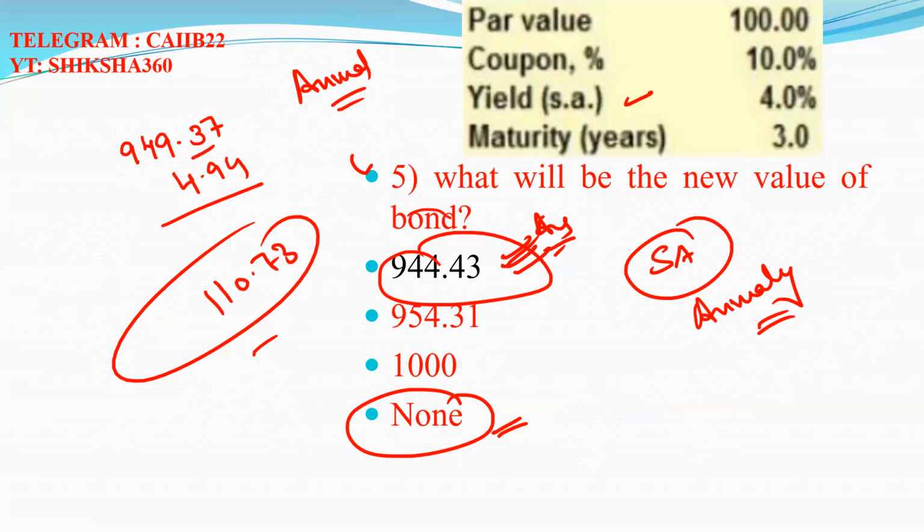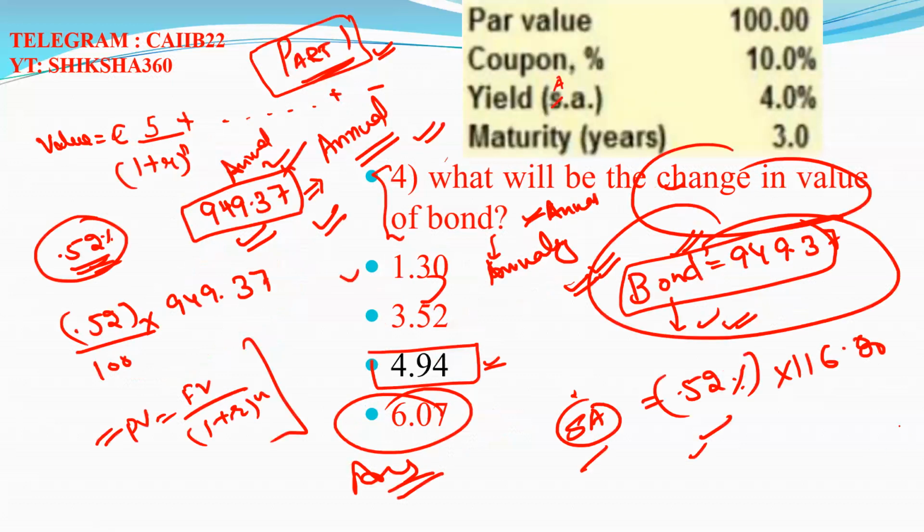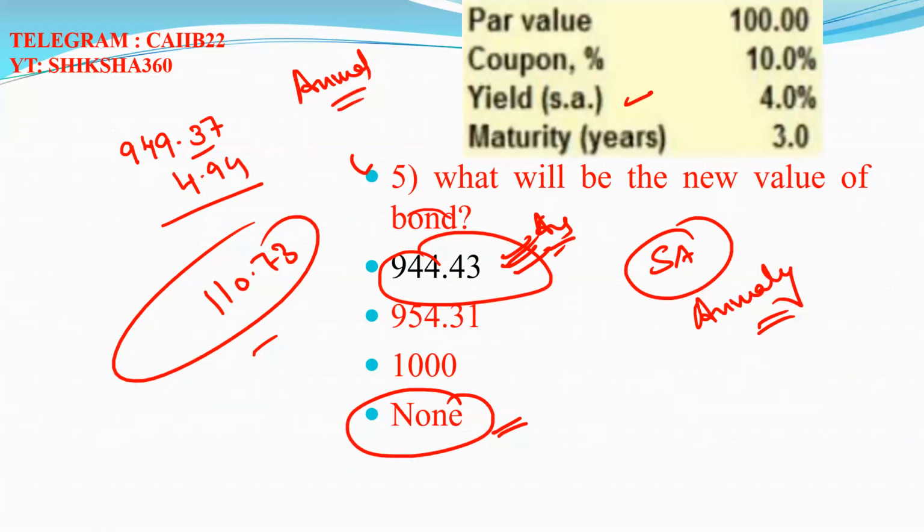and the rest of the questions, the first three questions, we have to calculate with respect to the semi-annual. Even if they ask the bond value with respect to the semi-annual, this is our answer because we have already calculated the bond value, 116.80. On the basis of that, we see how much the value changes, what the new value will be. So we subtract 116.80 minus 6.07 and get 110.73. Hope this case study is clear to all of you.